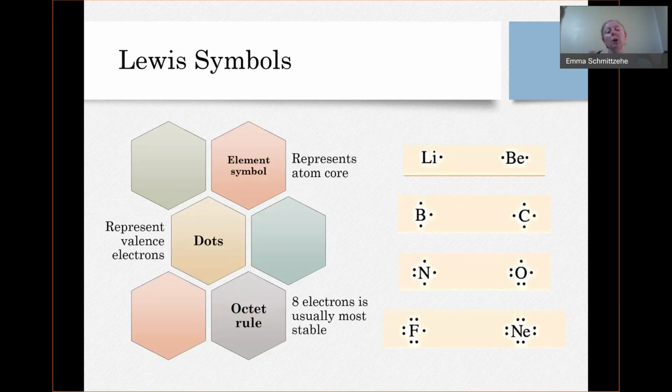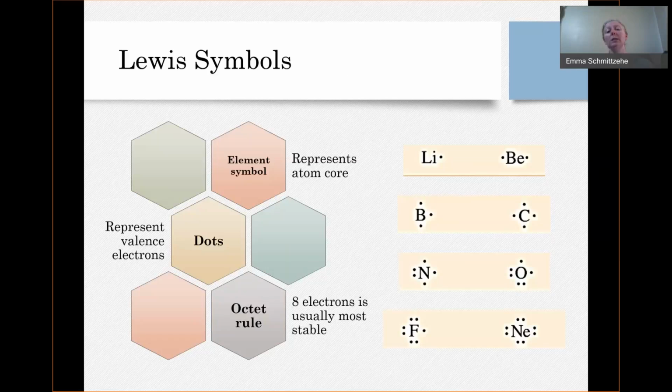But if you go on to nitrogen, nitrogen's one more over on the periodic table, so it has 5 valence electrons. Once we need to place that 5th dot, we pair it with one that's already there. So on nitrogen, you have a pair and then 3 by themselves.